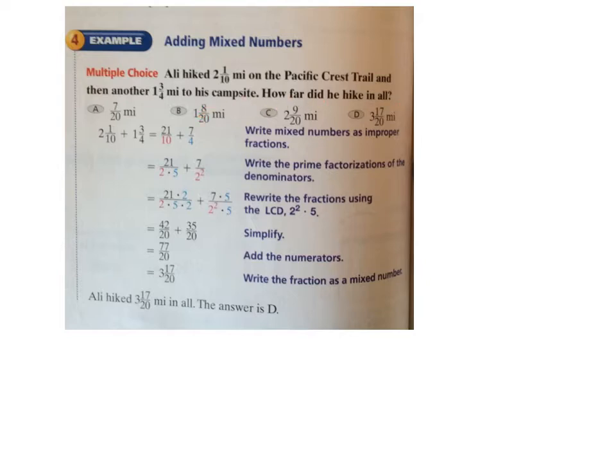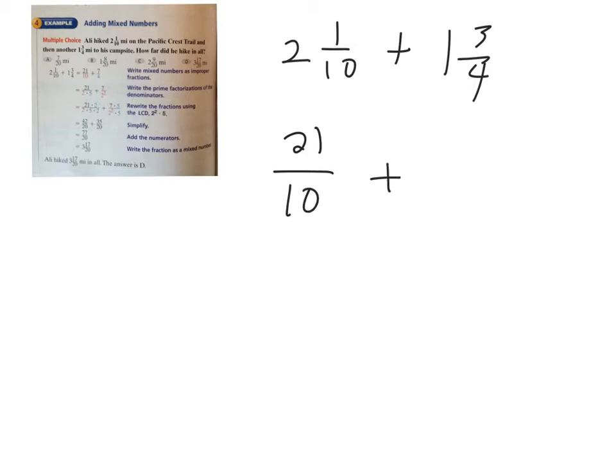So in other words, 2 1/10 plus 1 3/4. So I'm going to get this out of the way, and let's take a look at how to do that. So I've got 2 1/10 plus 1 3/4. Now here's what I like to do. I like to make them improper first. 2 times 10 is 20, plus 1 is 21/10. Okay? 1 times 4 is 4, plus 3 is 7/4. That's a 7, I promise.